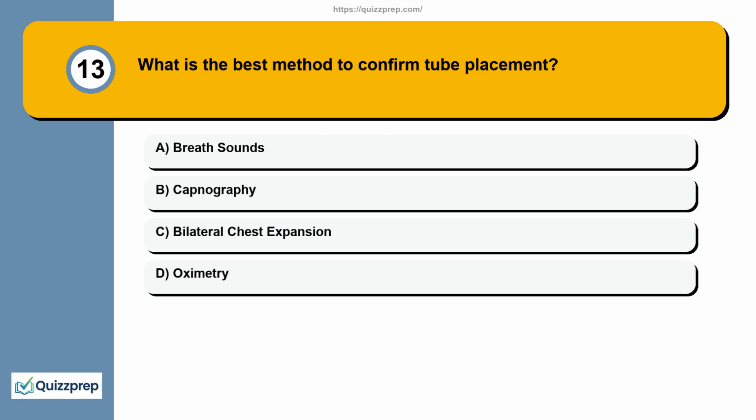Question 13. What is the best method to confirm tube placement? Breath sounds, capnography, bilateral chest expansion, oximetry.